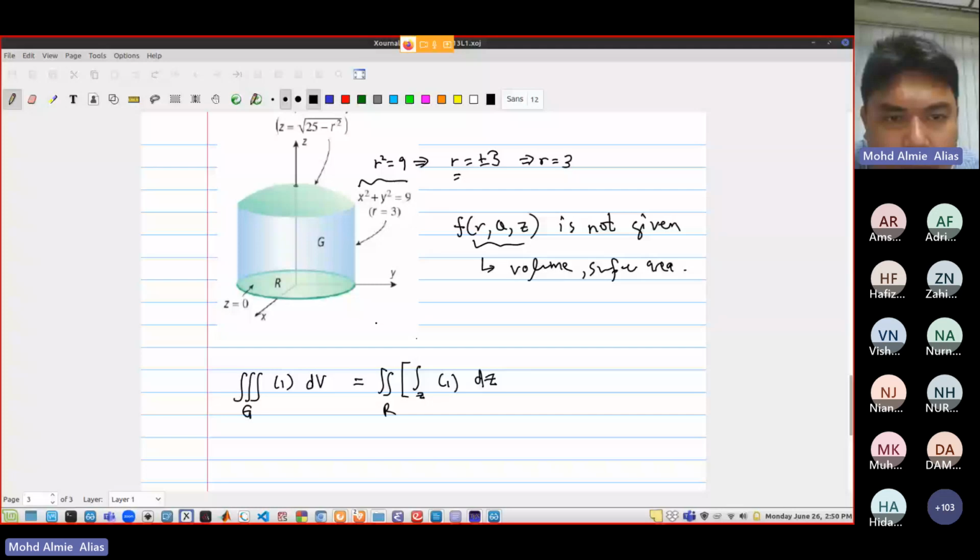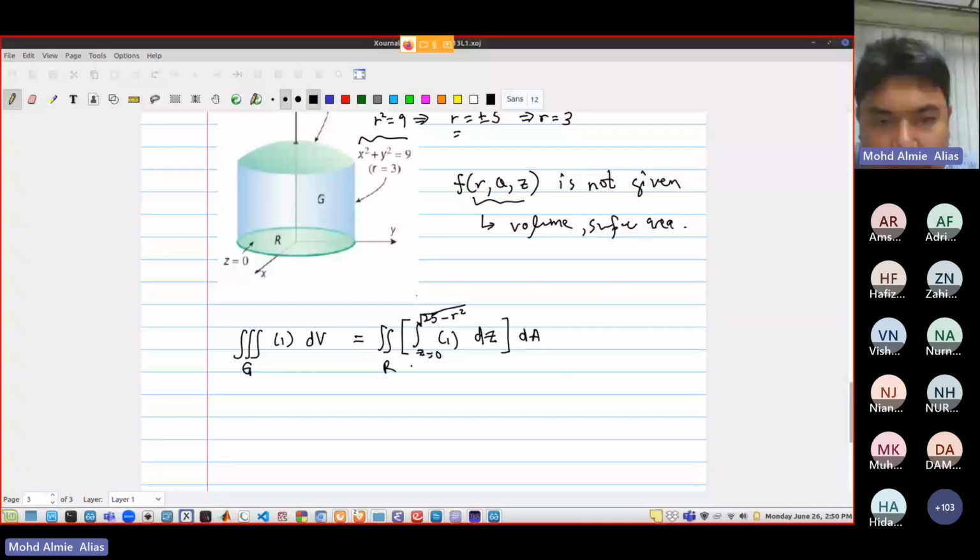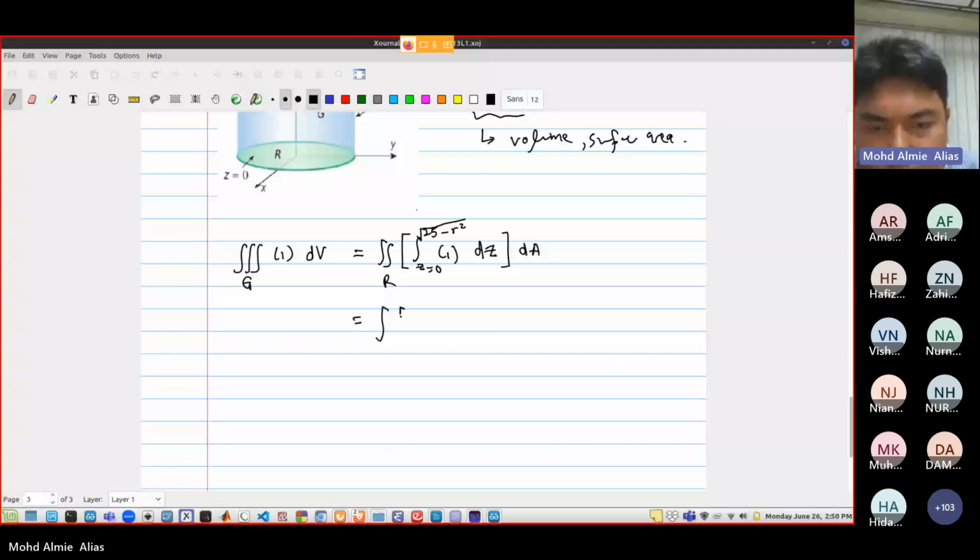For z, this is the upper boundary and this is the bottom boundary. So z will start from 0 until the square root of 25 minus r squared. You can write it as dA if you want. Let's expand this and just remove the square bracket. This is the integral from 0 to the square root of 25 minus r squared of 1 dz.